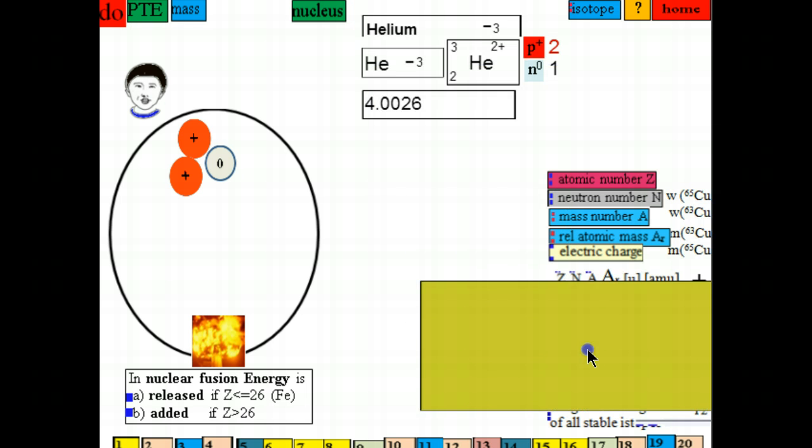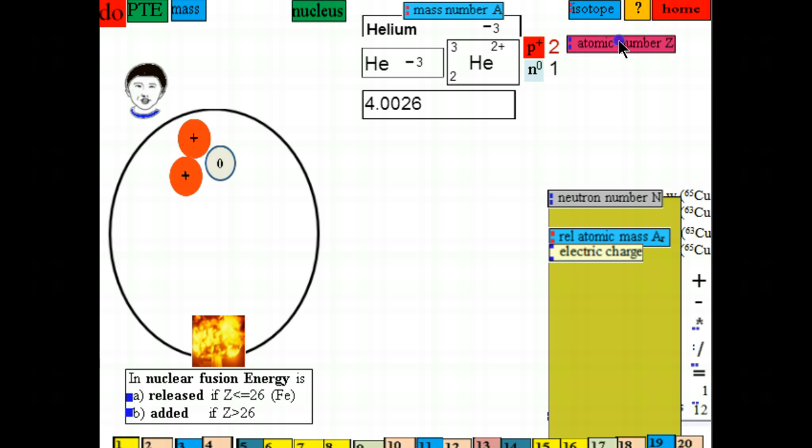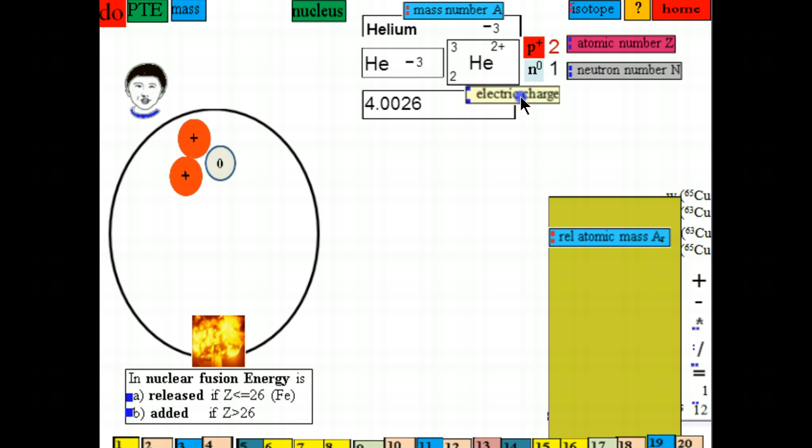This will give us some choices to look at. Here you can see the mass number A is the number of protons and neutrons in the nucleus. The atomic number Z is the number of protons. We also have a neutron number N, which gives us the number of neutrons. And the electric charge, in this case, as we don't have any electrons, it is the electric charge of the nucleus.